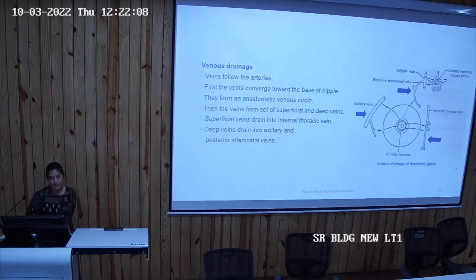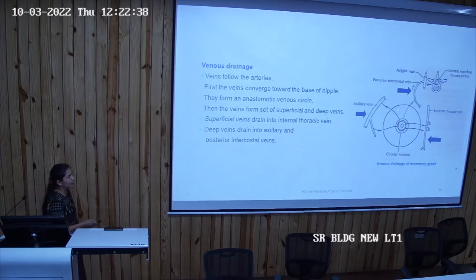Now the venous drainage. Now the venous drainage is usually at the pattern of the arterial supply. Now the venous drainage, it forms the two circles, that is superficial and the deep vein. The superficial veins, they are draining into the internal thoracic vein, that is towards the medial side. Deep veins, they are draining into the axillary vein and the posterior intercostal vein. So medial side is going the superficial, lateral side is going the deep vein.